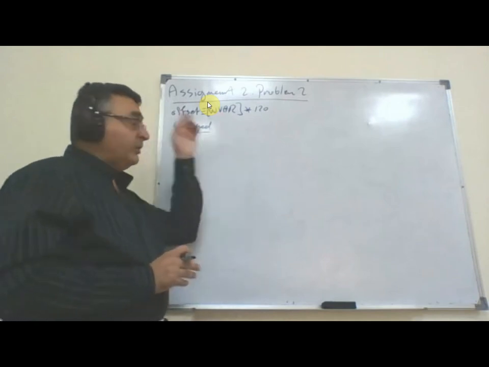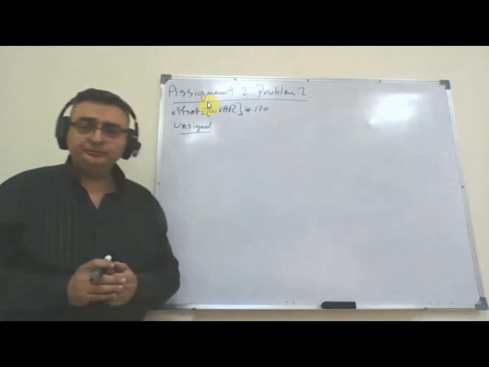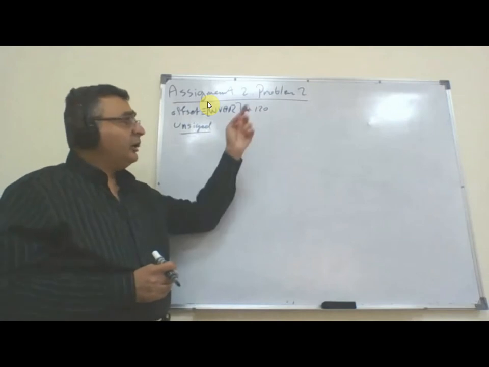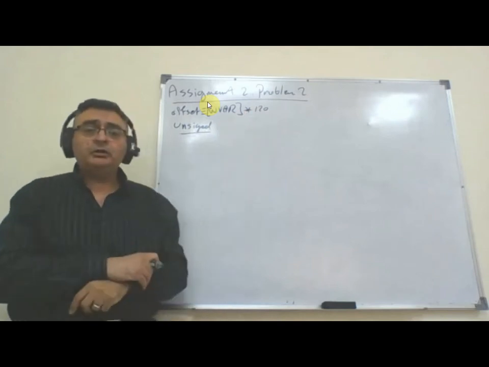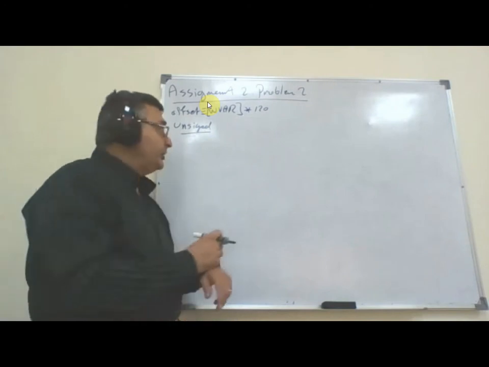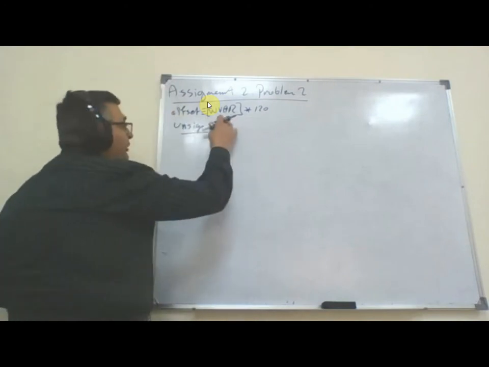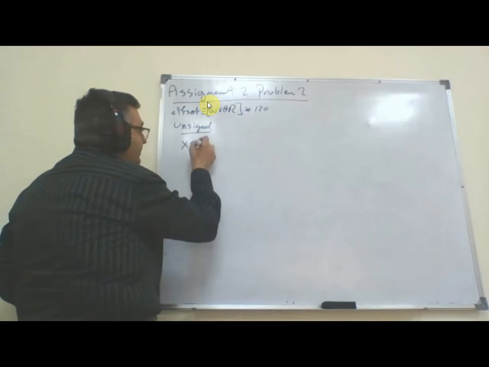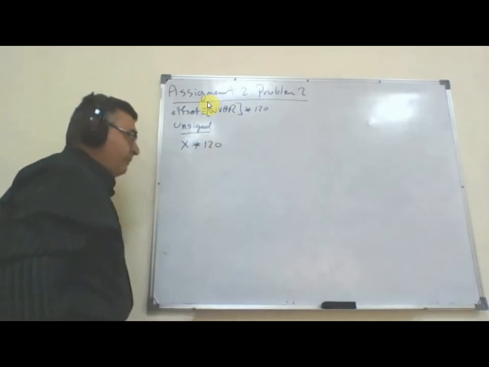So assuming that the number is an unsigned number, and I want to multiply by 120, that means I have to convert this operation. So let me call this parameter x. So now x needs to be multiplied by 120.